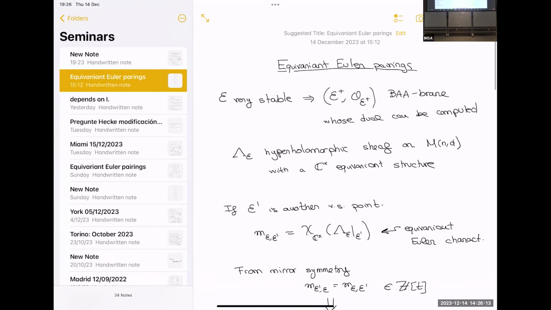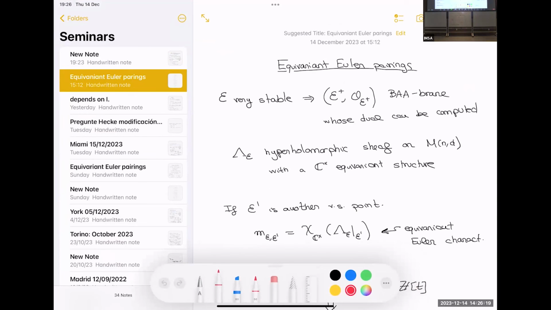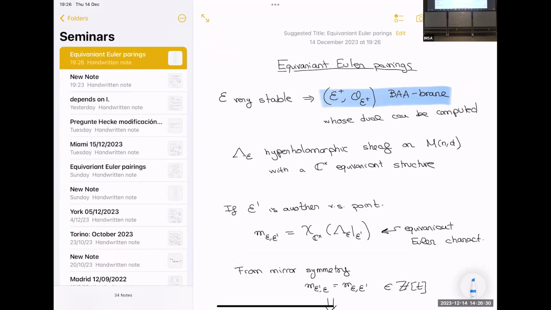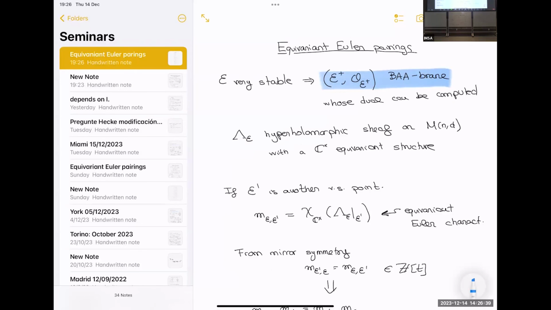Right. So for very stable points, and this holds for any point, the downward flow together with the structure sheaf is a BAA brane. It's a Lagrangian with a bundle admitting a flat connection. And when the point is very stable, it's possible to compute the dual BBB brane. So this is realized by some hyperholomorphic sheaf that, since this is a multi-section, is supported on the whole moduli space. And it comes also with the equivariant structure.